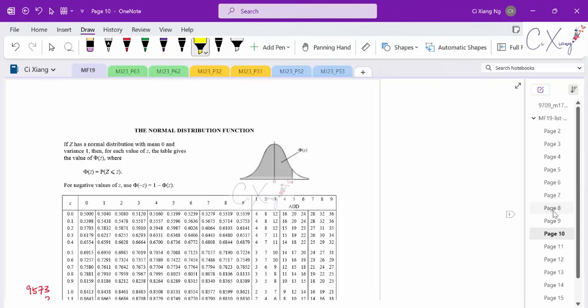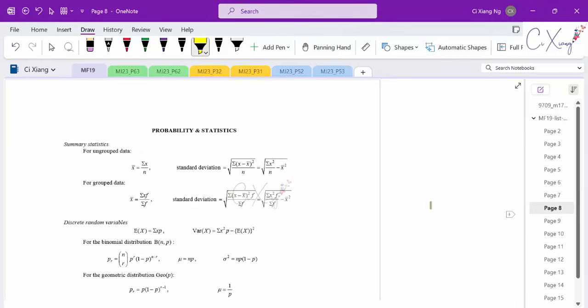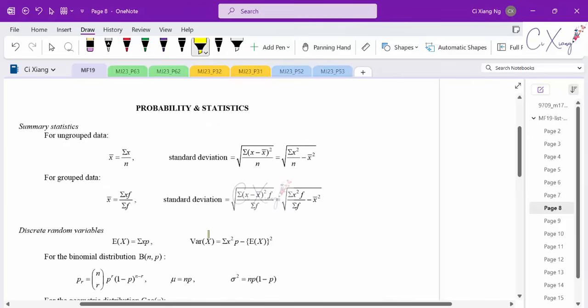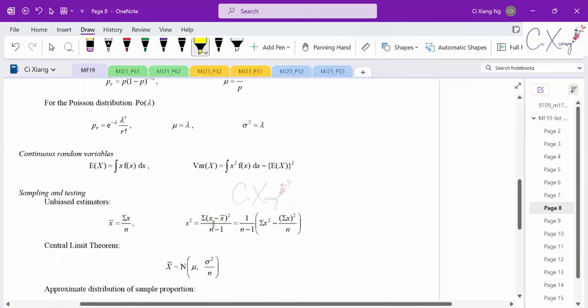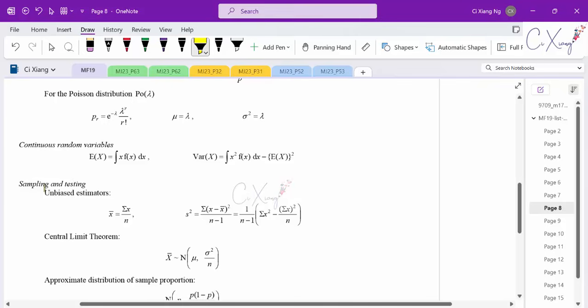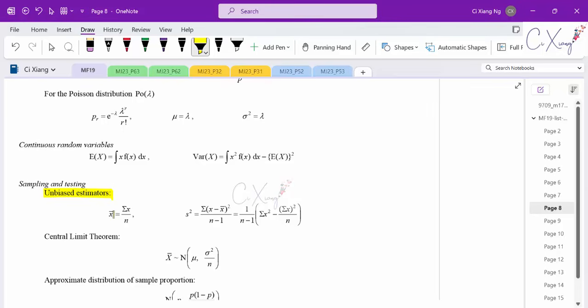You can refer to our formula booklet. I think it should be somewhere here. We are talking about sampling and testing, and we are interested in unbiased estimators. So basically, this is the formula for the unbiased estimate of the population mean. These are the formulas for the unbiased estimate of the population variance. Please note that there are two of them. So this is the first equation and this is the second equation.